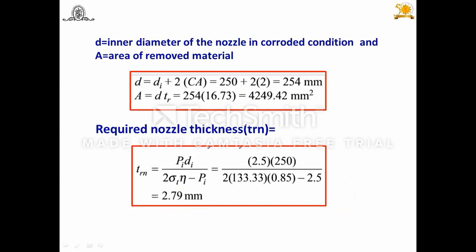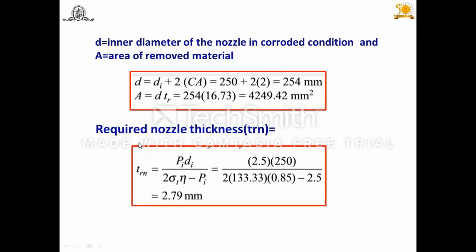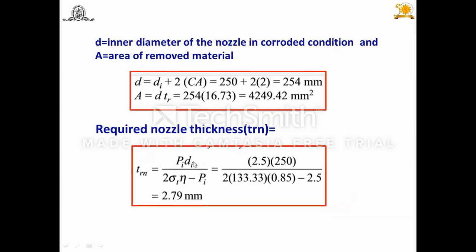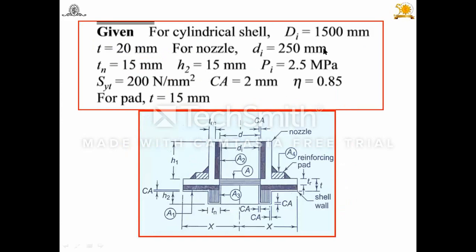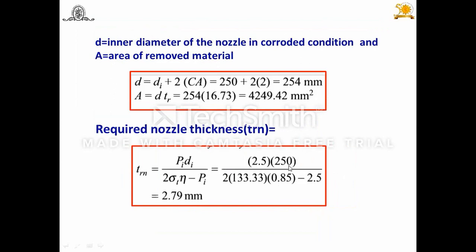Then next, once you know the cylindrical wall thickness, find out the nozzle thickness. Nozzle thickness is also calculated by Pi Di upon sigma T. Now here, instead of capital Di, small di is considered. But in the statement, it is already given, Di for the nozzle, that is 250. You can substitute 250 here. Pi is the same, everything is the same. You can substitute, and you will get the nozzle wall thickness, Trn, as 2.79.